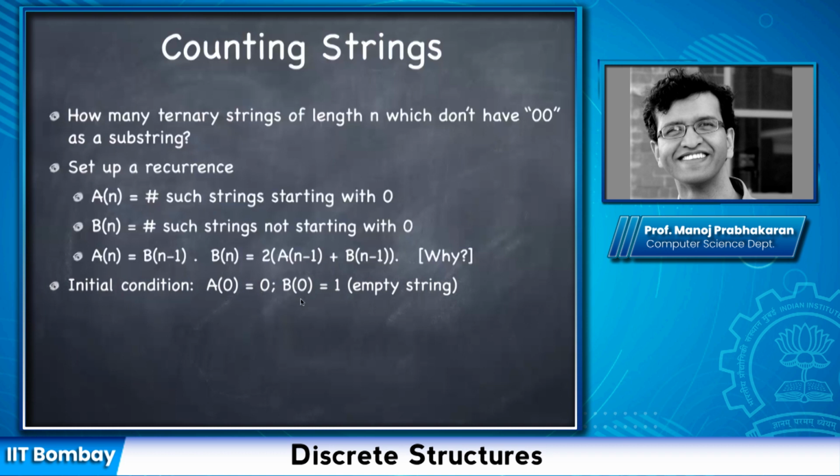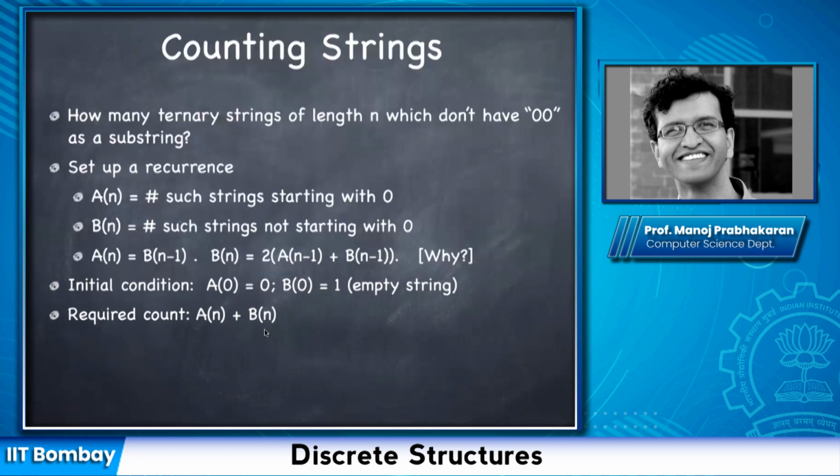On the other hand, B0 is the number of strings which do not start with 0. I was careful to define it as that. I didn't say it starts with 1 or 2, because then the empty string will not get counted in A0 or B0. So I defined B0 as strings which do not start with 0, and B0 contains that one string. That completes my full definition of An and Bn, and the quantity that I'm interested in is An plus Bn.